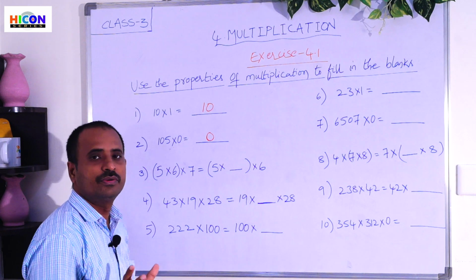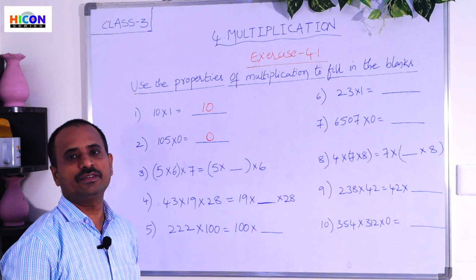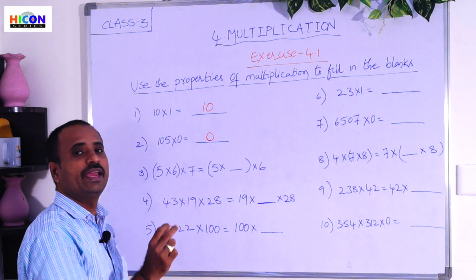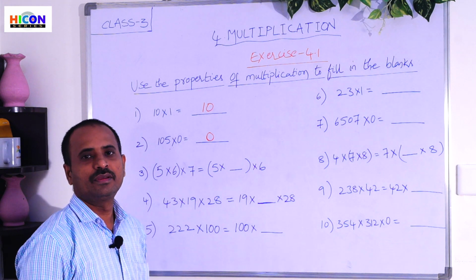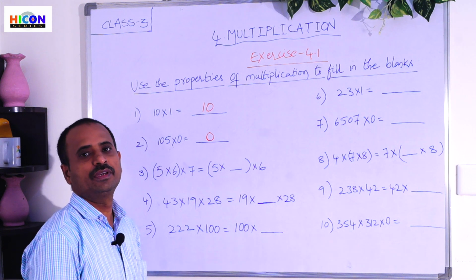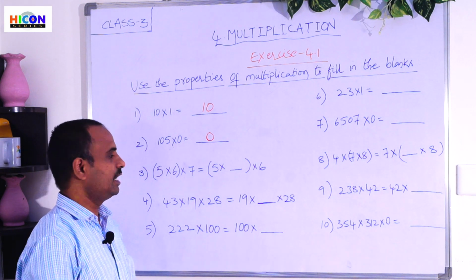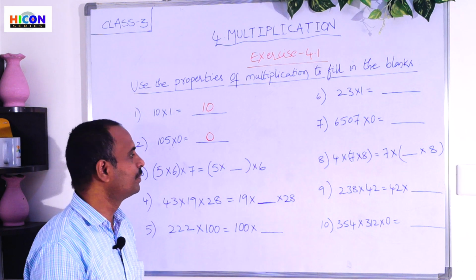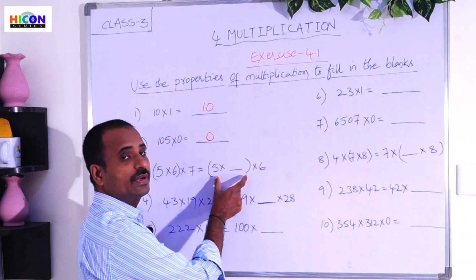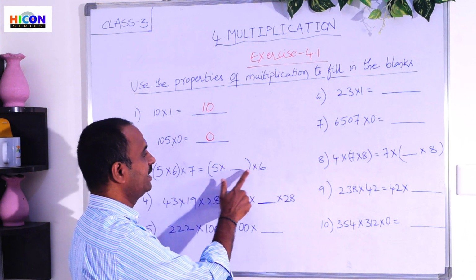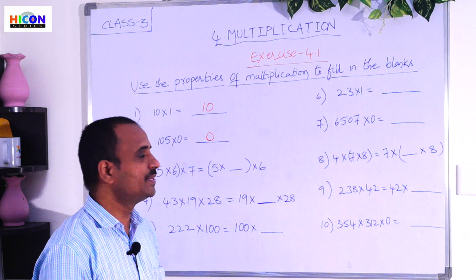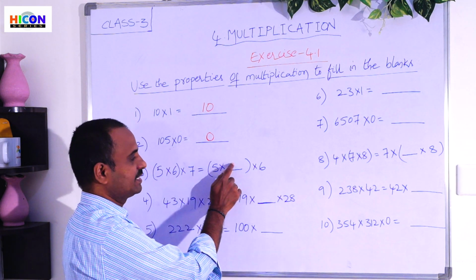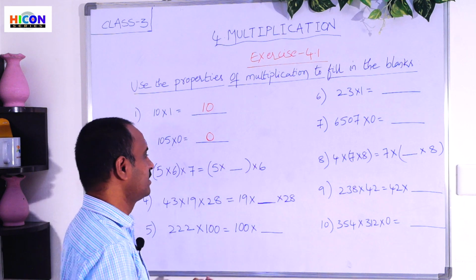According to properties of multiplication, if we multiply three numbers and if we group any two of them, we will get the same number. Among three numbers, here the numbers 5 and 6 are grouped, but which number is missed? Among 5, 6 and 7, the number 7 is missed here. So write 7 here.